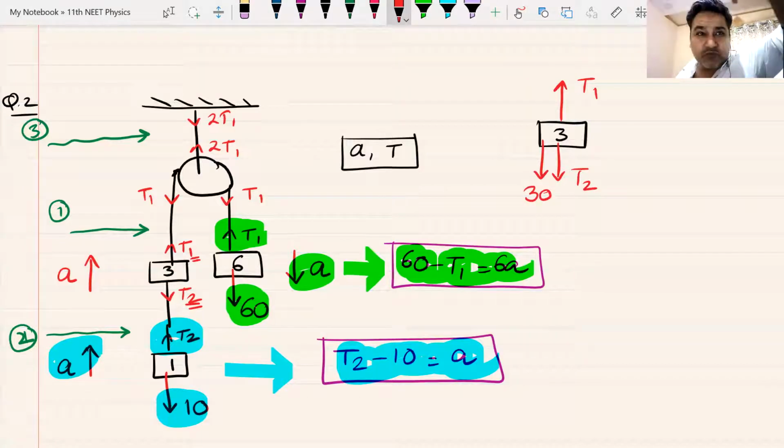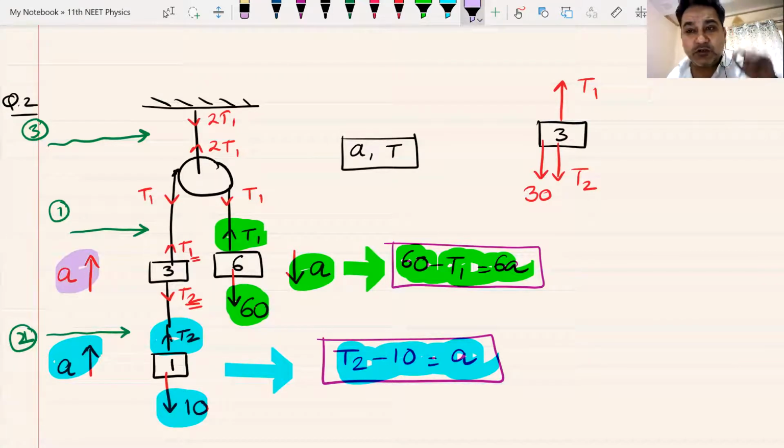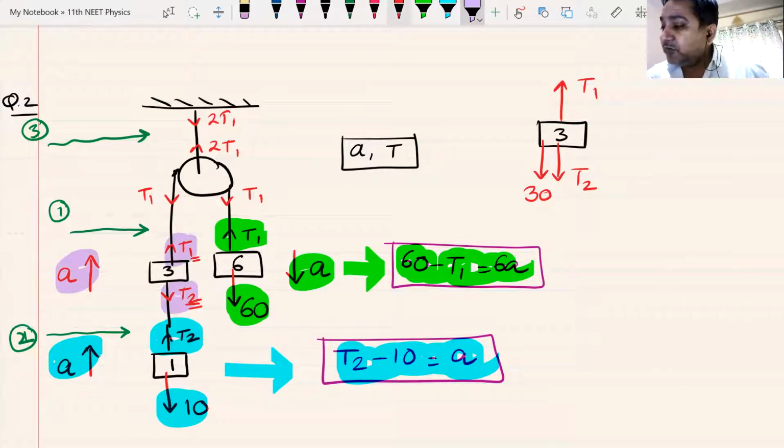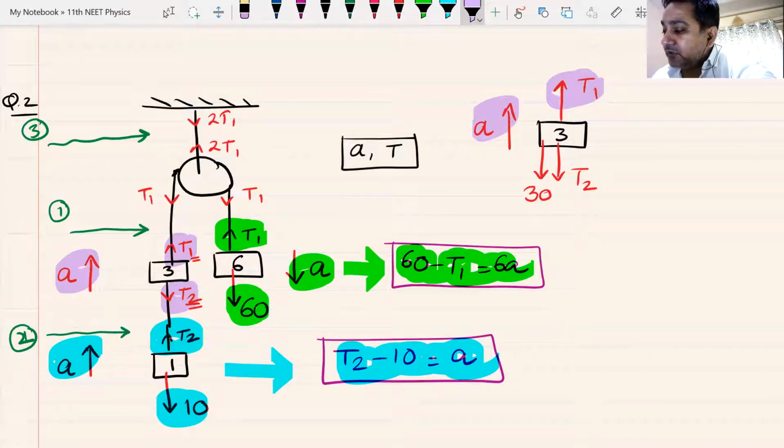Now you will say, sir, two forces are downwards, one force is upwards, it must go downwards. No, that may not be true because the upward force can be greater than the downward force. Here, as you can see, the pink one, you know that it is going upwards, so you'll have to guide the arrow upwards so that you don't make a mistake that it is going downwards. So now let us write the equation. T1 is upwards, A is upwards, 30 is downwards, T2 is downwards.